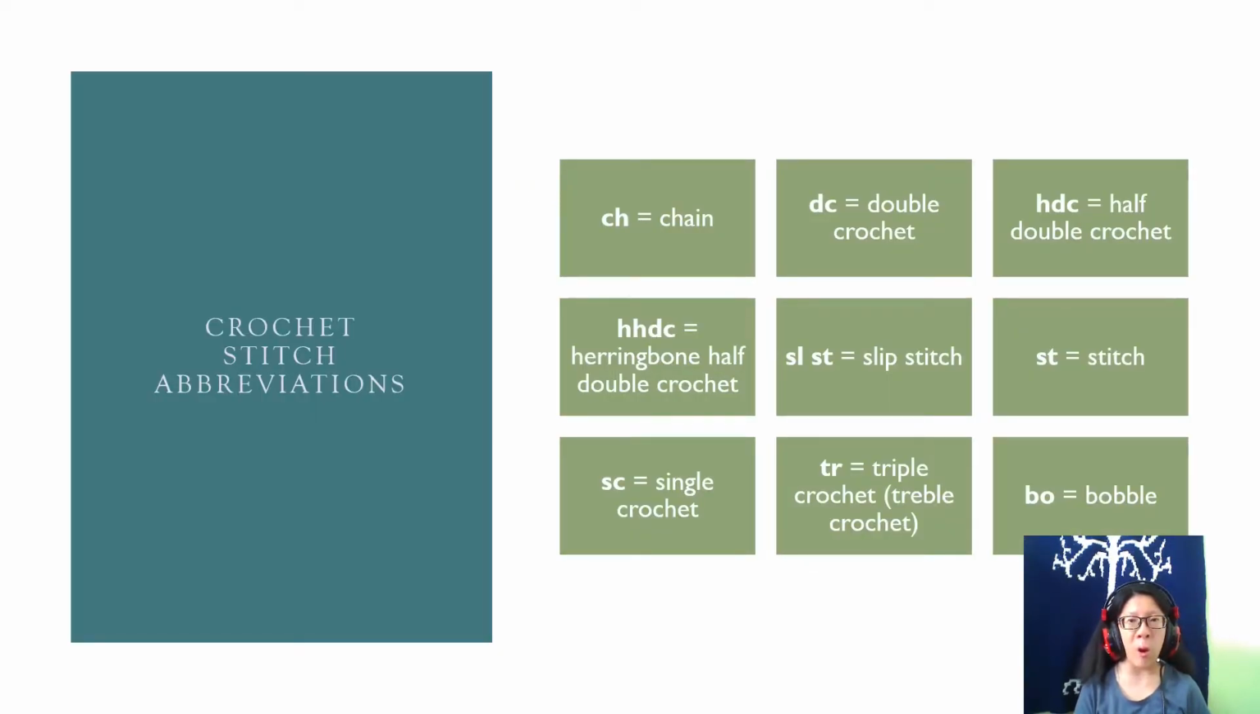Here are some of the normal crochet stitch abbreviations you may see within beginner written patterns, and the most common ones are CH, which is chain, DC, which is double crochet, HDC, which is half double crochet, SL, slip stitch, ST, stitch, and SC, which is single crochet. And you can look at some of these other abbreviations. For example, HDC means herringbone half double crochet, and BO, which means bobble stitch.